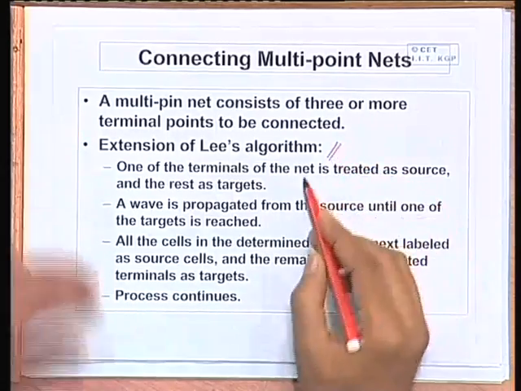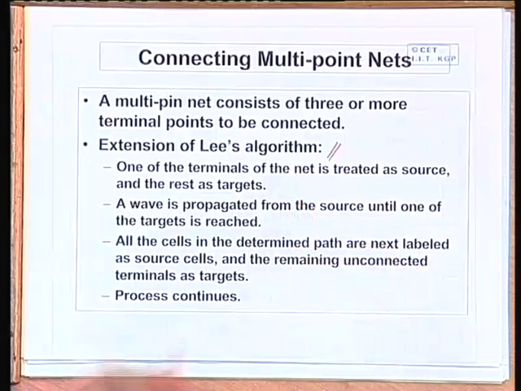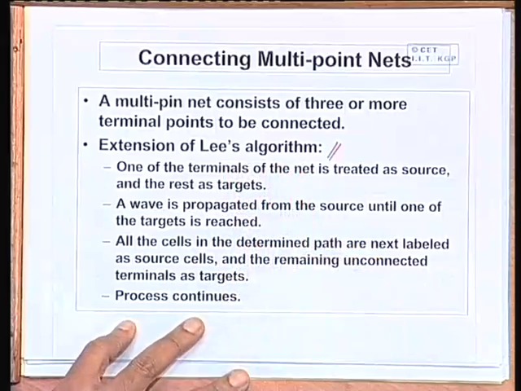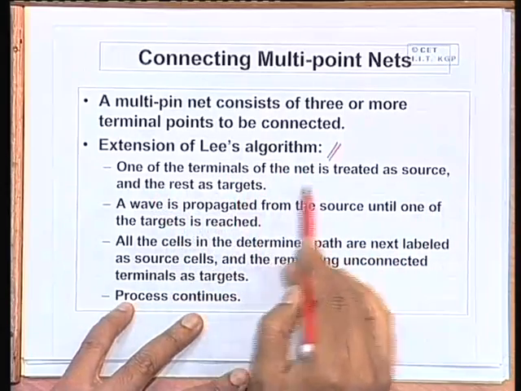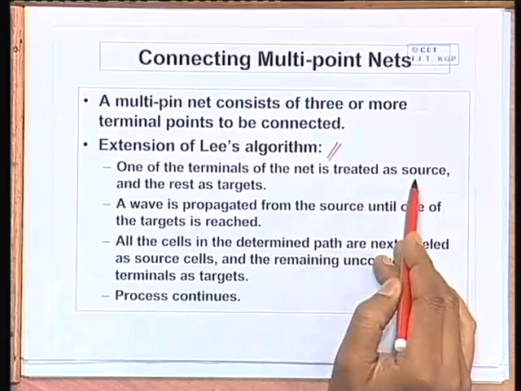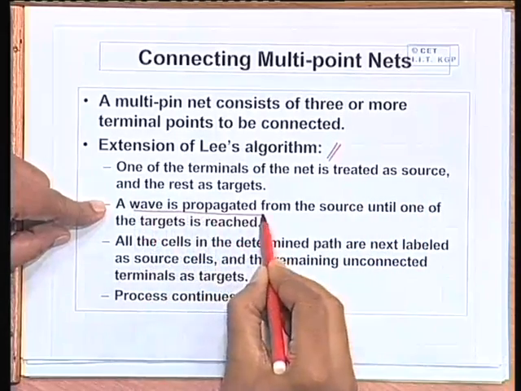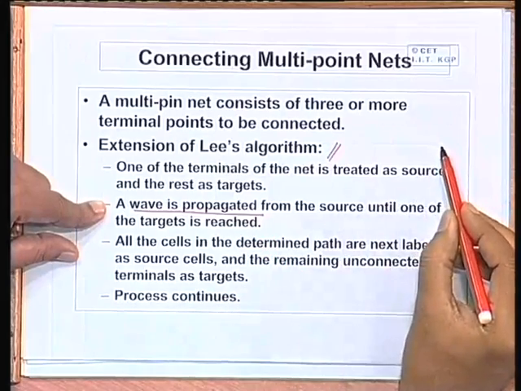Now a simple extension of Lee's algorithm can handle this. How? See, the extension of Lee's algorithm will work like this. One of the terminals of the net will be treated as source like the previous one, and from there you start propagating the wave till it hits one of the other points.